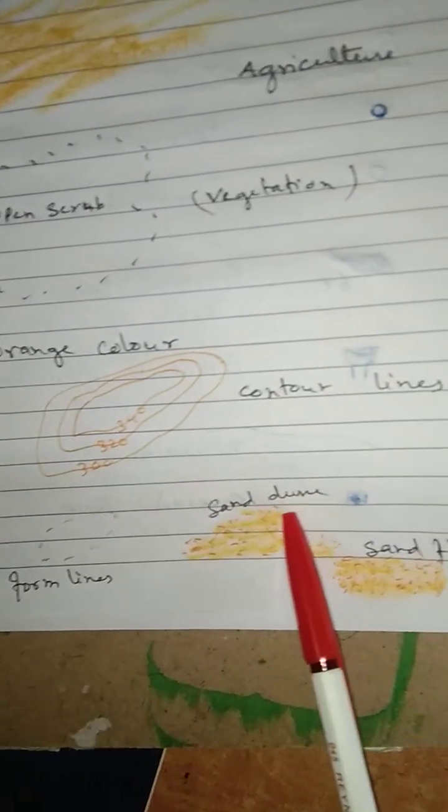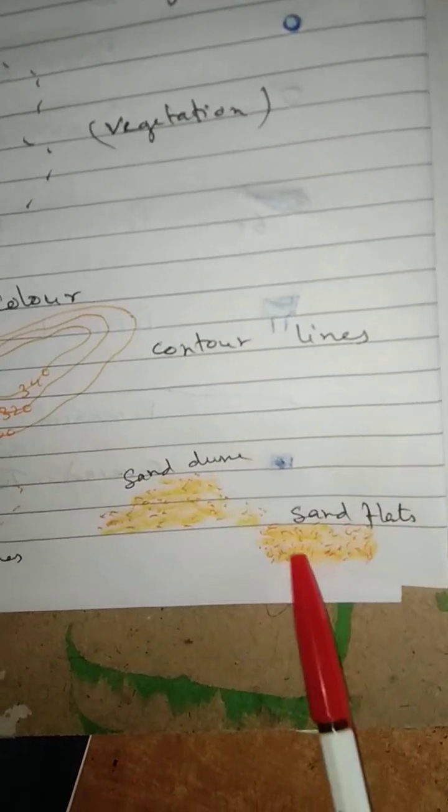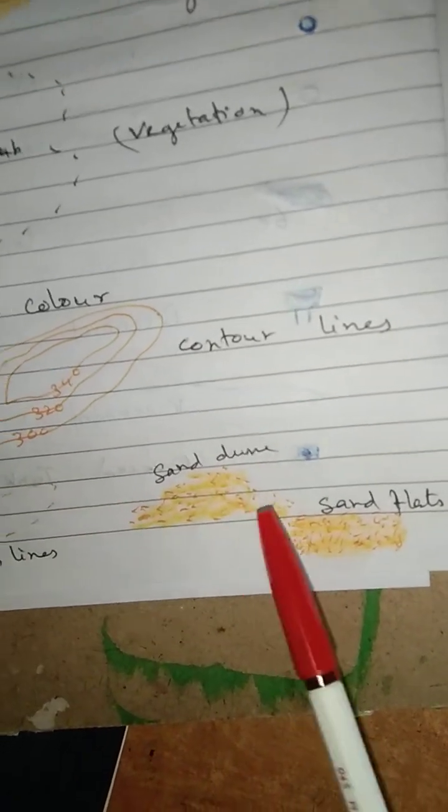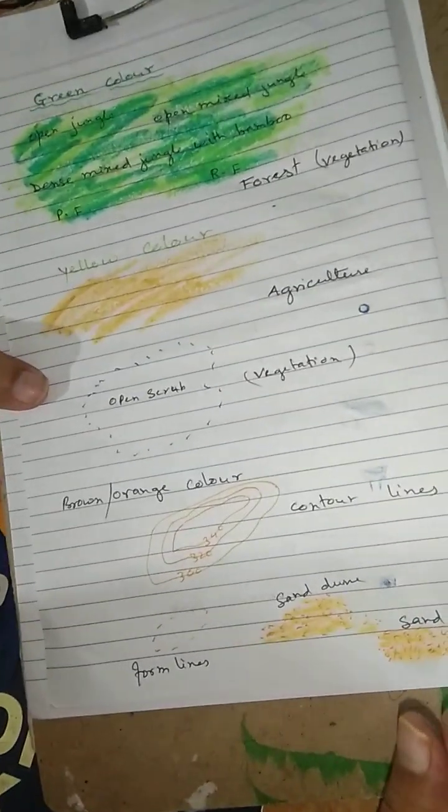Then these are sand dunes, meaning shifting sand, and these are sandy flats. Sandy flats would be squarish in shape, and sand dunes would be more irregular in shape. So more or less we have finished all the color signs and symbols. I know the video is a little lengthy, but I hope it will be useful to you.